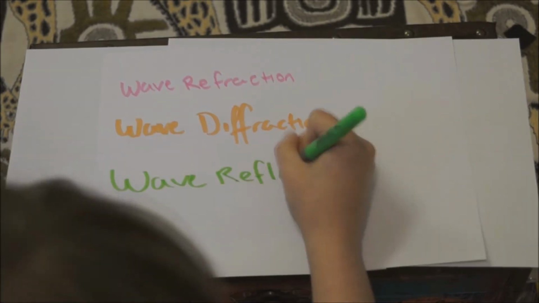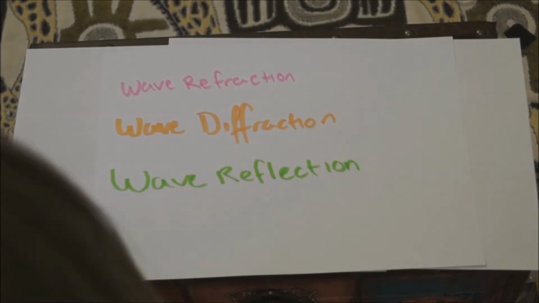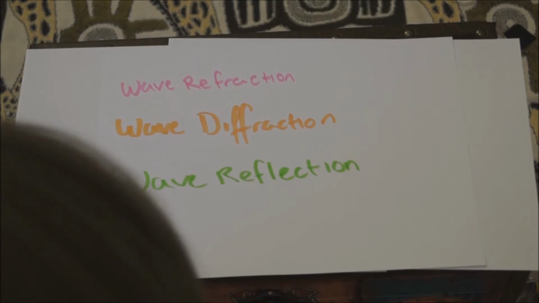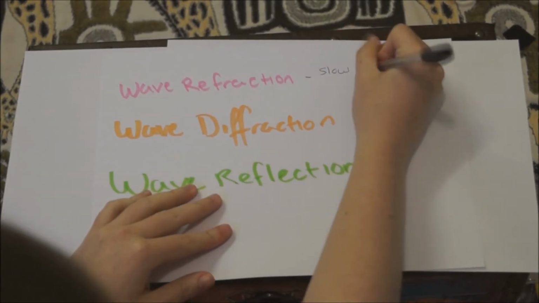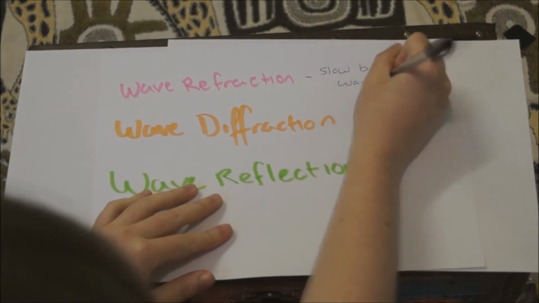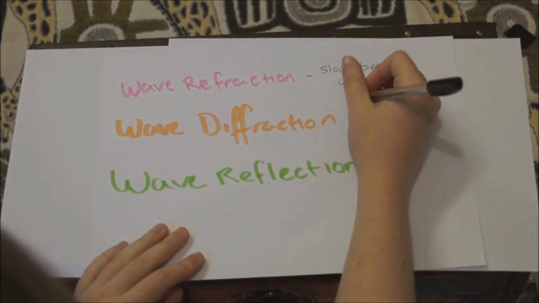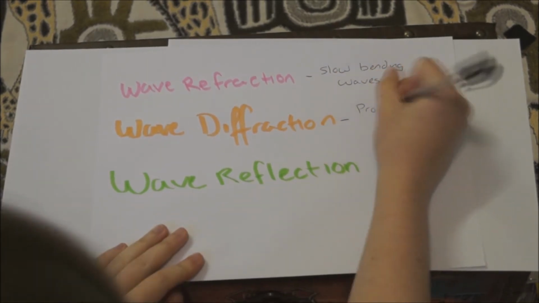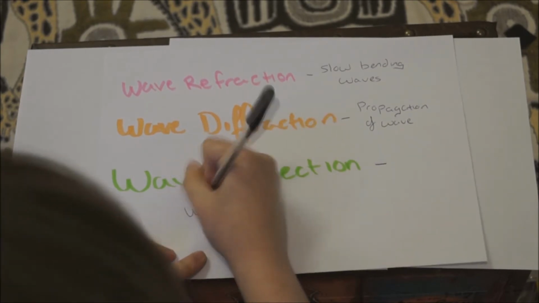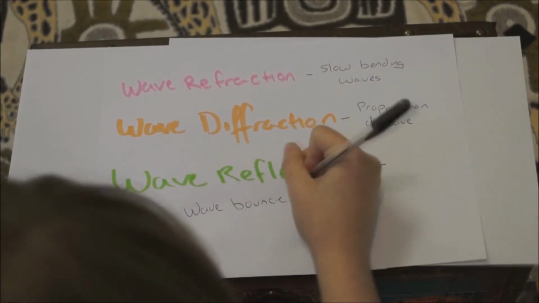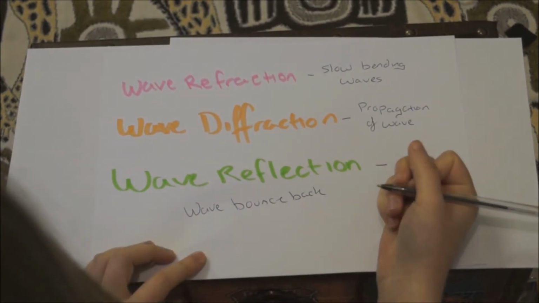Along with this, we have wave refraction, diffraction, and reflection. Wave refraction is the slowing and bending of waves in shallow water. Wave diffraction is the propagation of the wave around an obstacle. Wave reflection occurs when a wave bounces back from an obstacle it encounters. Reflecting waves can cause interference with oncoming waves, creating standing waves.